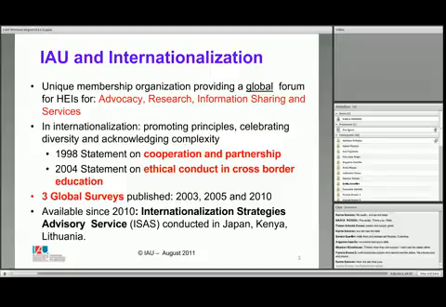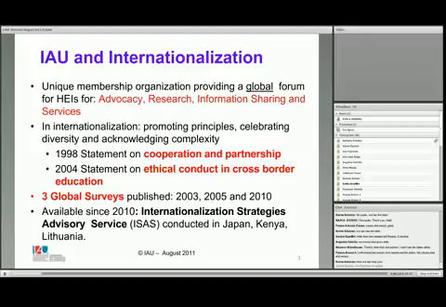Both of these statements are on our website in English, in French, unfortunately not in Spanish, although the 2004 statement has been adopted by many Latin American associations. The list is also on our website. And finally, IAU has been working to gather data and to monitor trends and developments by conducting global surveys. And as you can see, we have conducted three of them, the last one being the one that I will focus on.